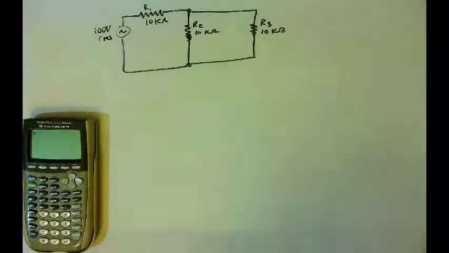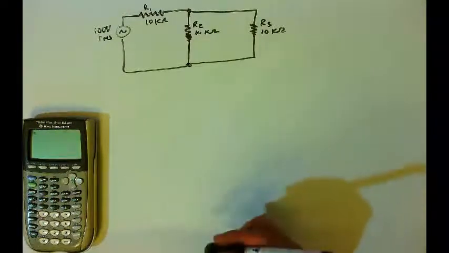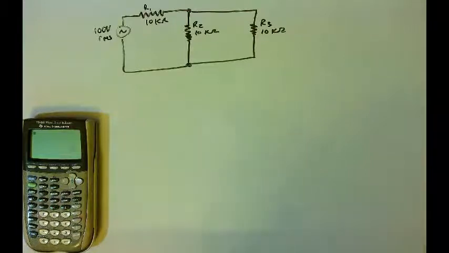Okay, one last example here for simple AC circuits. This time we have a series parallel combination. We have R1, R2, and R3. R2 and R3 are in parallel. That's all in series with R1. And all three resistance values are 10 kilo ohms. The source value of the voltage is 100 volts.